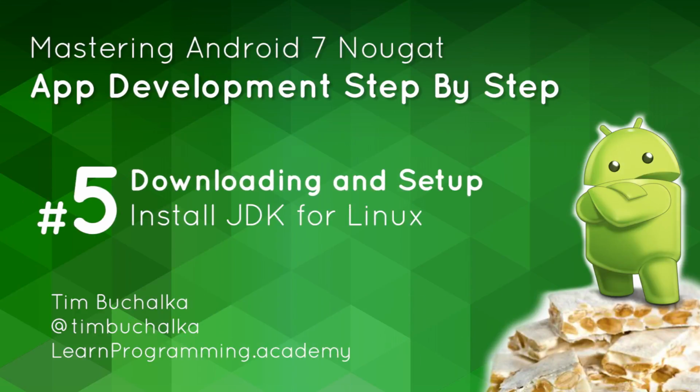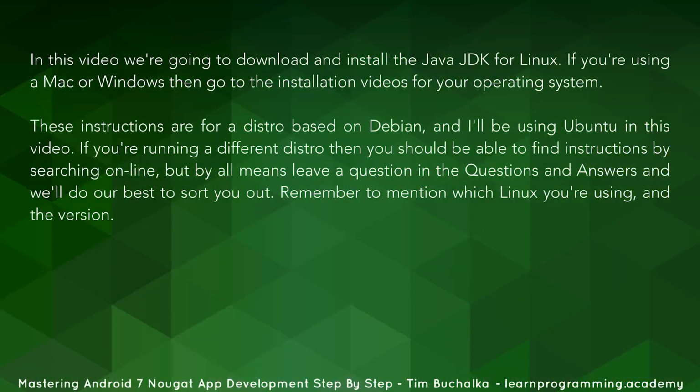So in this video, we're going to download and install the Java JDK, the Java Development Kit for Linux. Now, if you're using a Mac or Windows, then do refer to the installation videos in this section for your operating system. Now, the instructions here are going to be for a distro based on Debian, and I'm going to be using Ubuntu in this video.